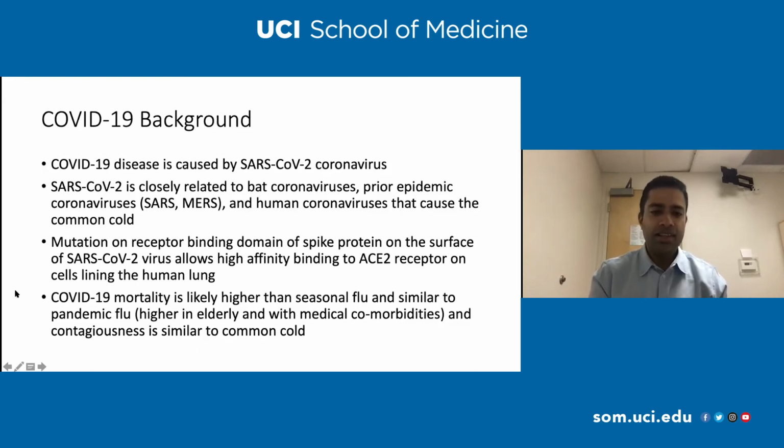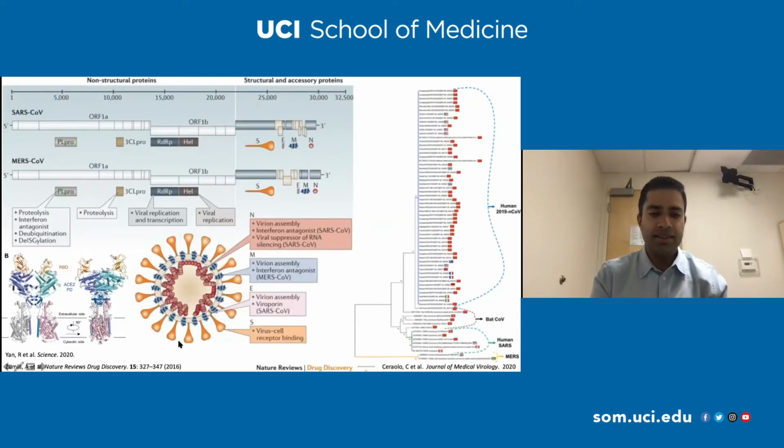And so the mortality of COVID-19 is higher than the seasonal flu. Dr. Tan brought up the 1918 influenza pandemic. So it's more akin to a pandemic influenza where we don't have pre-existing immunity in the population. Mortality is higher in elderly individuals and those with medical comorbidities. And contagiousness is actually similar to the common cold. As I mentioned, it's similar to other coronaviruses that cause the common cold, and the contagiousness is in that range as well. So this is what the virus looks like.